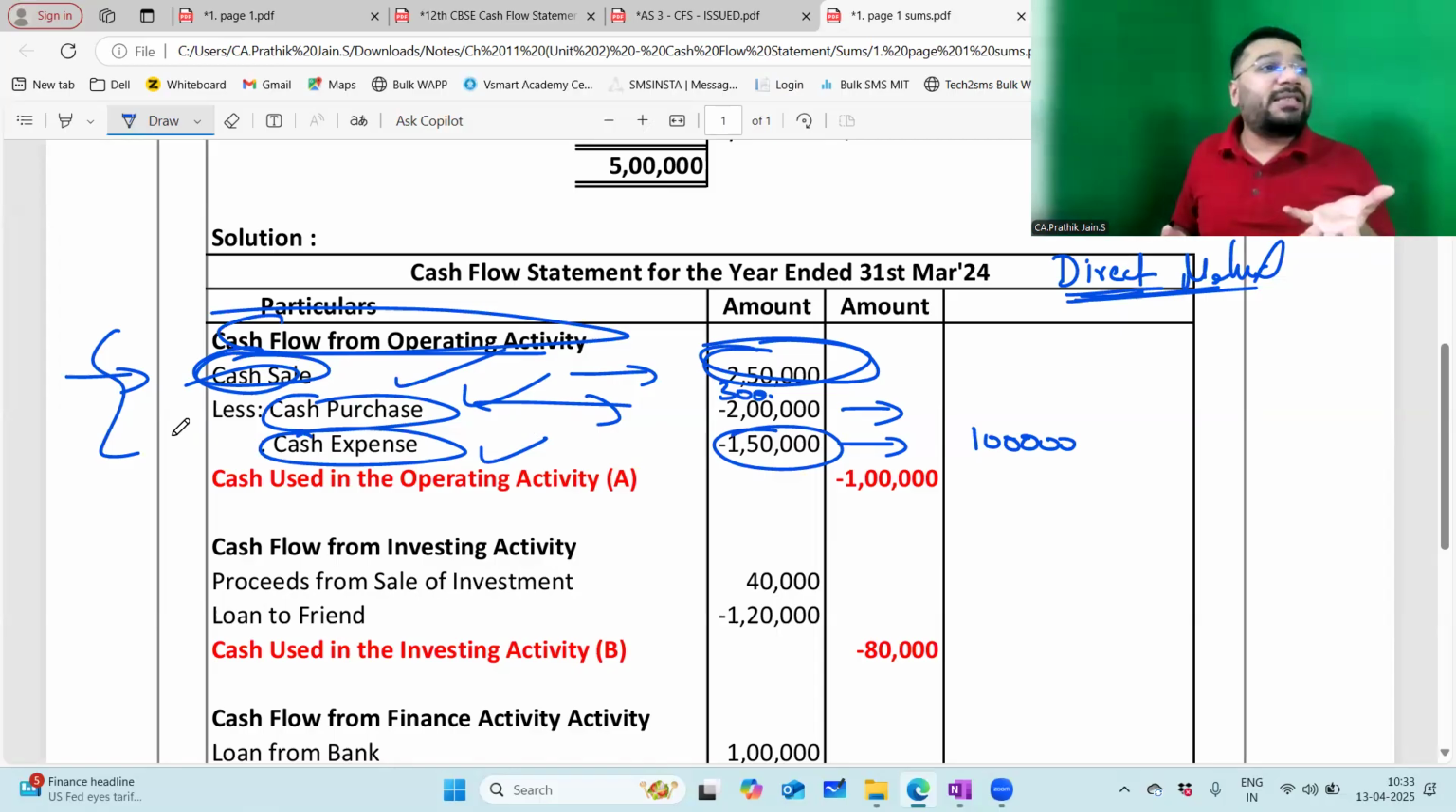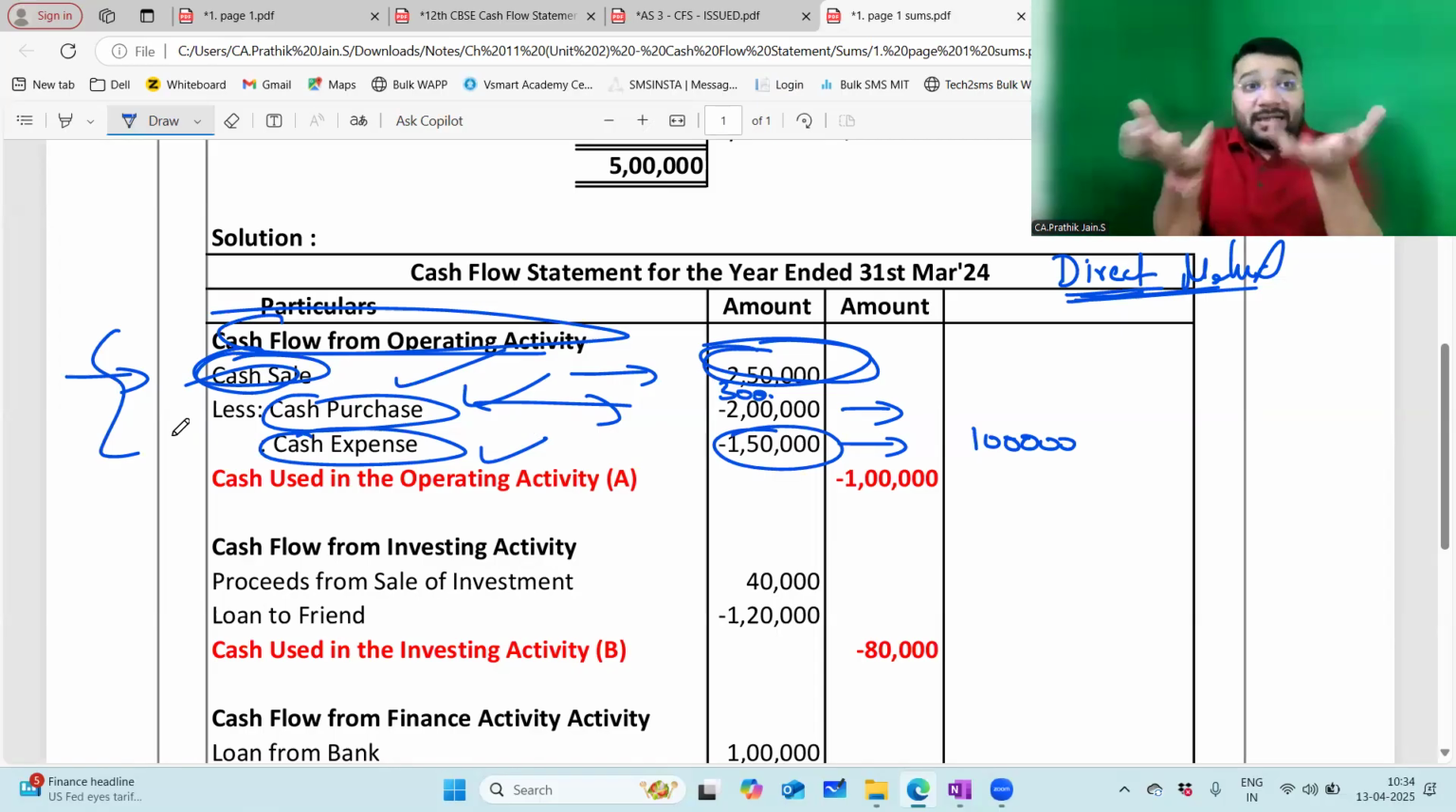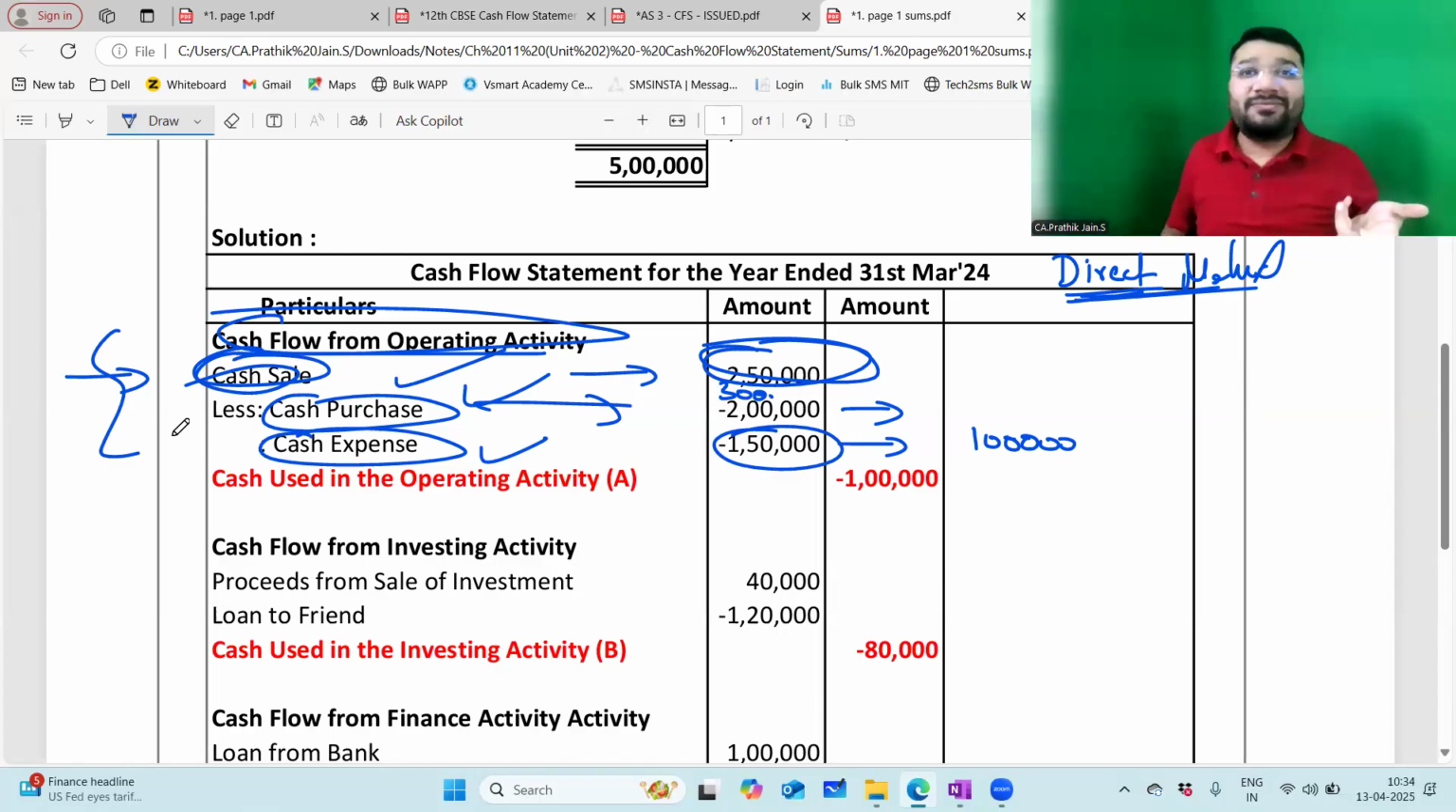Direct method looks more digestible because direct information is provided. How much is cash held? How much money collected from debtor? Directly it is coming to me. That's why the name is direct method.